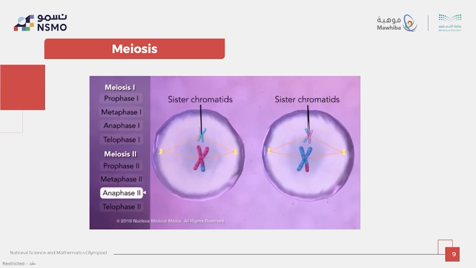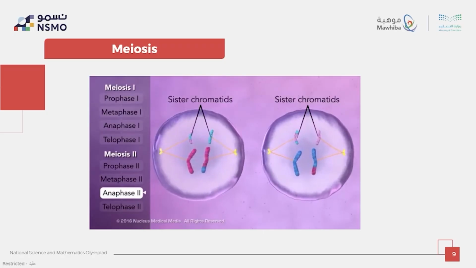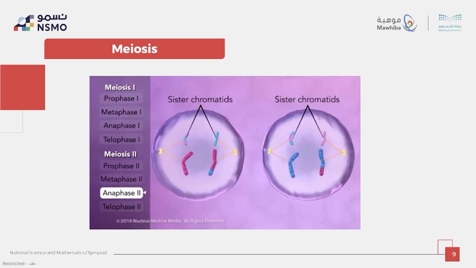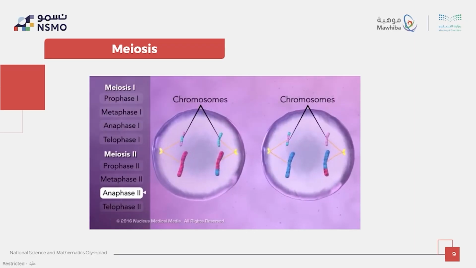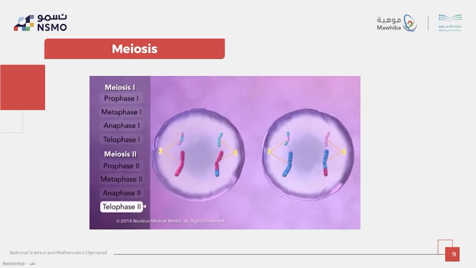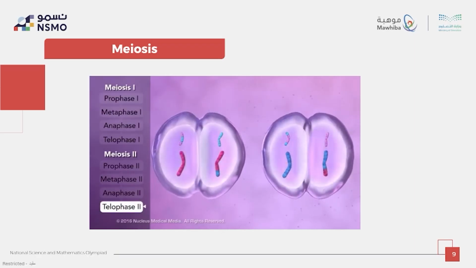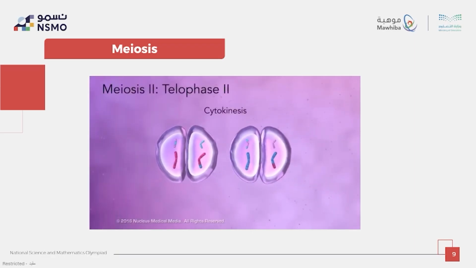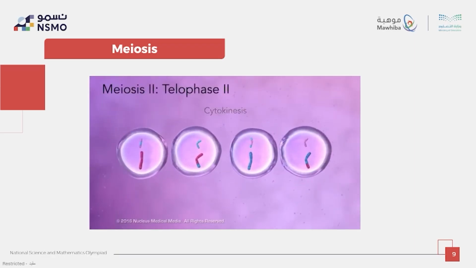During anaphase 2, the sister chromatids of each chromosome separate and move to opposite poles. Once the sister chromatids separate, they're called chromosomes. Finally, during telophase 2, the spindle fibers disappear and nuclear membranes reform. And cytokinesis occurs in both cells. Meiosis 2 ends with 4 genetically different haploid daughter cells.